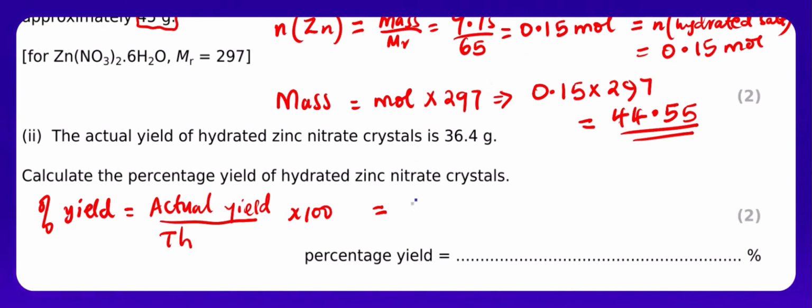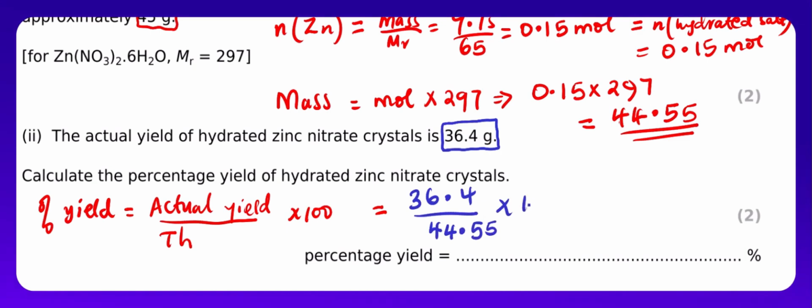So the actual yield we've been given, the value is here, 36.4. So we say 36.4 divided by 44.55, you multiply by 100. So let's just compute it. We have 36.4, you divide by 44.55, then we multiply by 100. So our answer turns out to be 81.7059 and so many decimal points there.